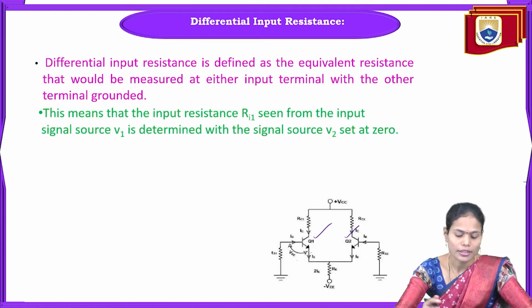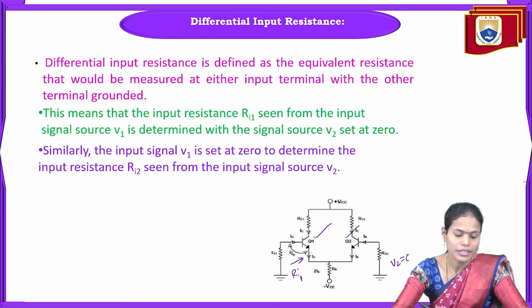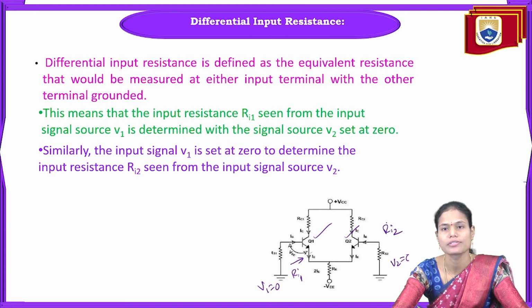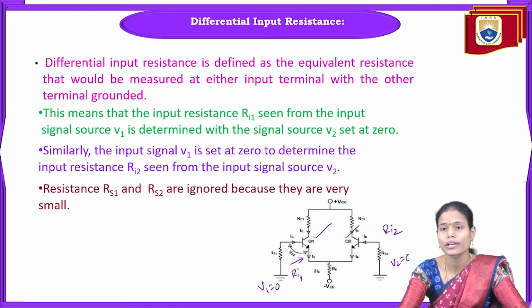So that is nothing but Ri1, the input resistance seen from the Q1 transistor. And in that case, V2 must be 0. Similarly, if we set V1 equal to 0, we can measure Ri2 resistance from the second transistor. The resistances Rs1 and Rs2 we are neglecting here, because those are very small compared to the input resistance of the transistors.